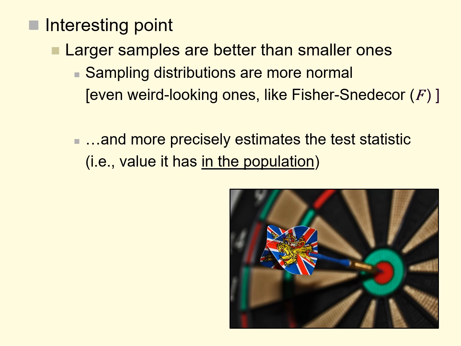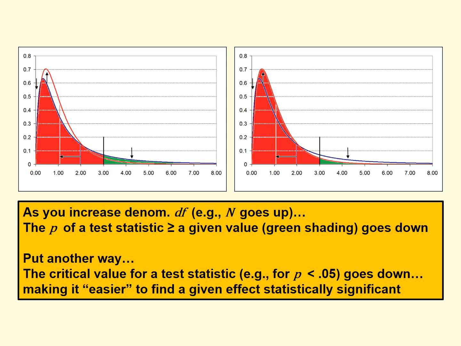There are other reasons, but one of them is because it really helps us out with the sampling distributions for our test statistic. If you want to visualize that, you can see how increasing the sample size changes the shape of the probability distribution for the F statistic. You can see how the critical value for the test statistic, that is the value needed to be less than 0.05, goes down. It gets easier, so to speak, for you to find a statistically significant effect if you have larger samples relative to smaller samples. I've tried to make a couple of them here. You can see how the green and red areas shift as the sample size goes up.